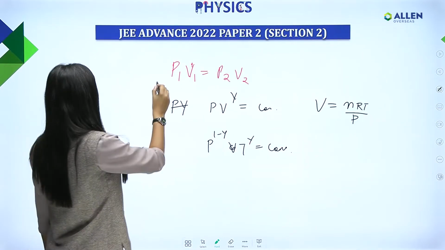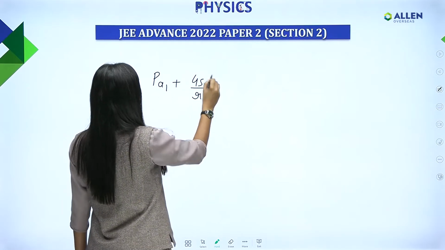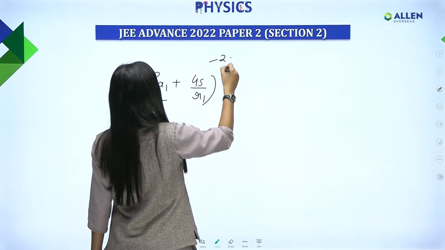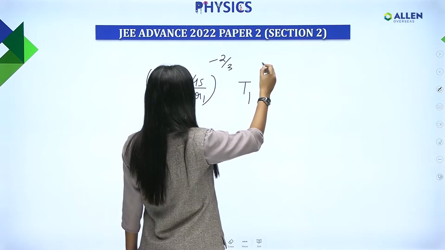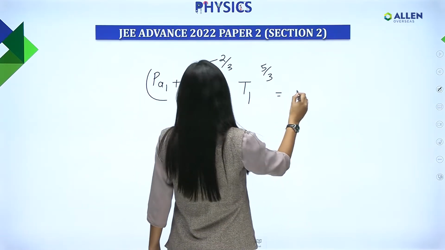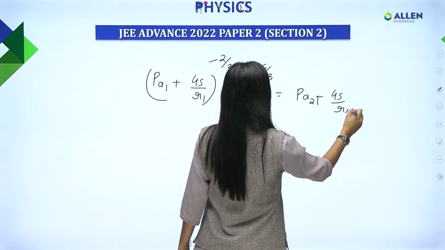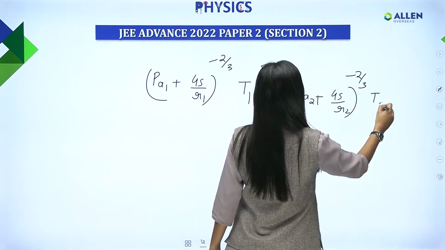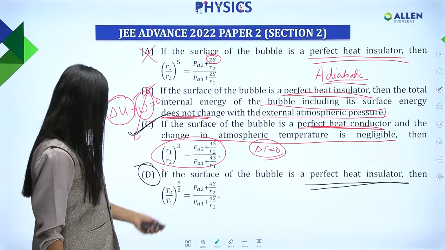pressure is again PA1 plus 4S by R1 raised to the power 1 minus 5 by 3, which is minus 2 by 3. And here it is T1 raised to the power 5 by 3, correct? It's T raised to the power gamma will be equal to PA2 plus 4S by R2 raised to the power minus 2 by 3, and here you will have T2 raised to the power 5 by 3. So we have to find T2 by T1.